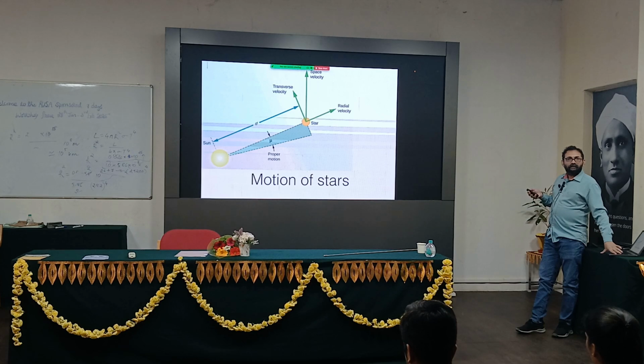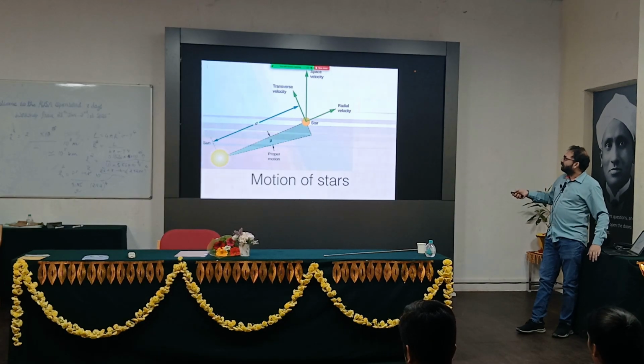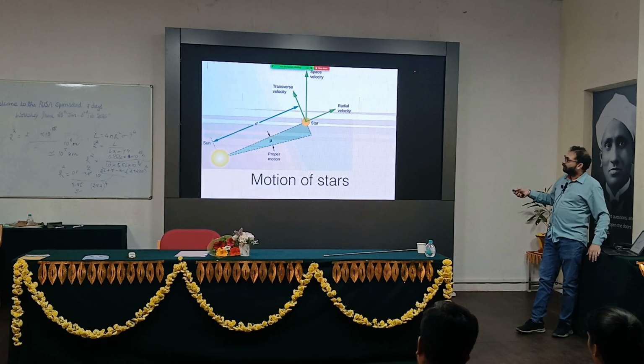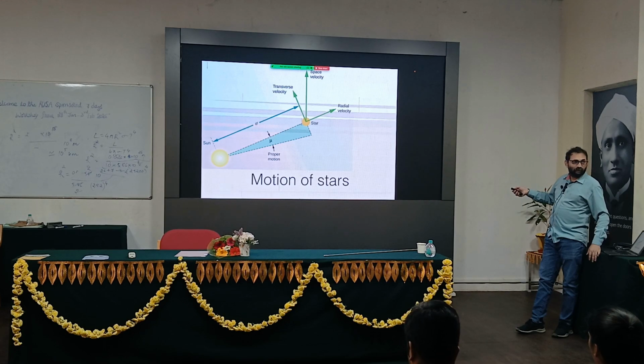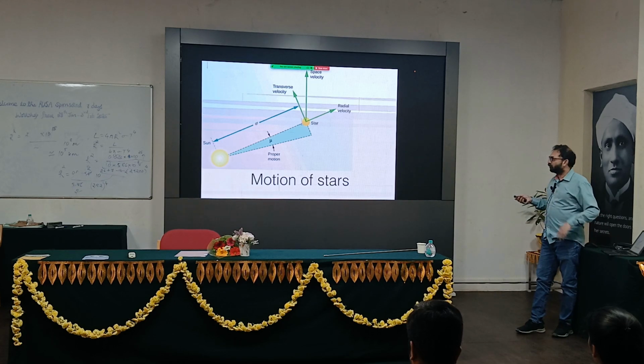If you look at a star, it actually has its own motion. It doesn't just stay constant. The distance from the sun to any star is very important. The star also moves with a transverse velocity, which is called the proper motion. And you have a line of sight velocity, which is called the radial velocity, and together they give the space velocity. These are all the things that astronomers measure to understand the real motion of the star.